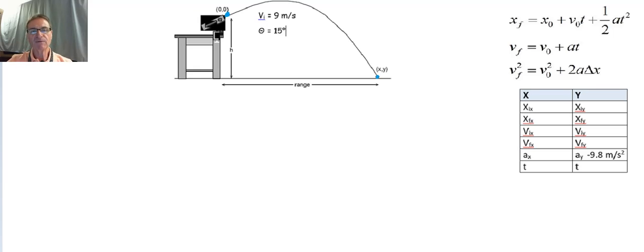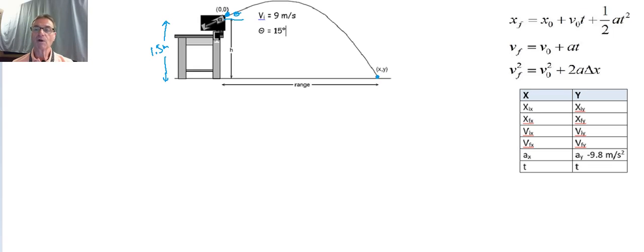Okay, and we've said that our initial velocity from the projectile launcher is 9 meters per second, and the angle that it's going to be measured at, the angle to the horizontal, so this would be theta right in here, is 15 degrees. The height of the launcher from the ground, we're going to say, is 1.5 meters. So this is 1.5 meters from the ground, all the way up to the level of where the projectile will actually be launched.